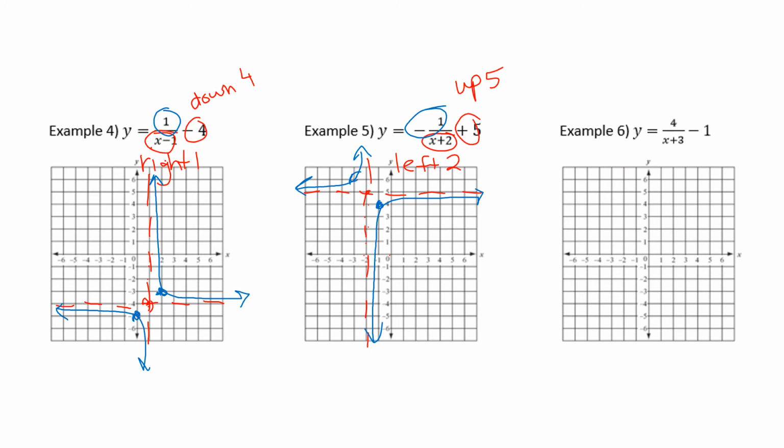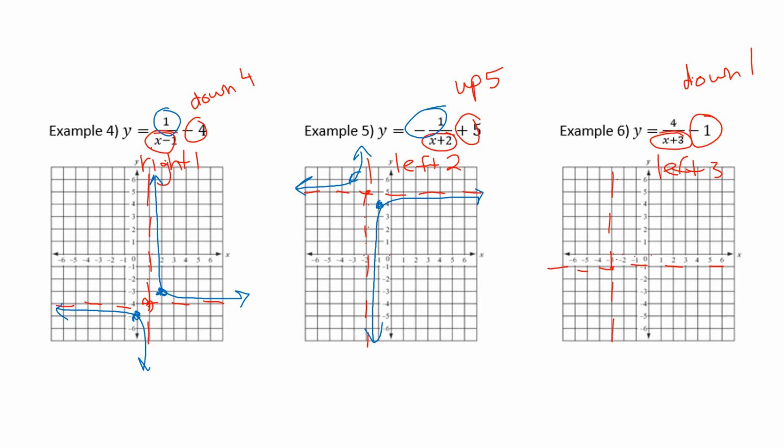Our final example here, we've got y equals 4 over x plus 3, minus 1. Again, I'm going to start with the asymptotes first. x plus 3 indicates that the entire graph is going to move to the left 3. And the minus 1 tells me that I'm going to shift down 1. So we're going to start there. So instead of at 0, 0, we're going to go to the left 1, 2, 3, and down 1. So that's where I'm going to draw my horizontal asymptote, and that's where I'm going to draw my vertical asymptote.